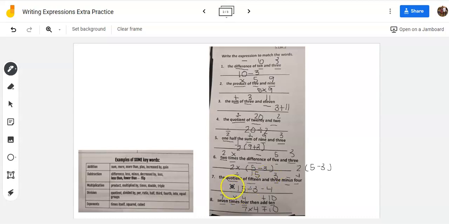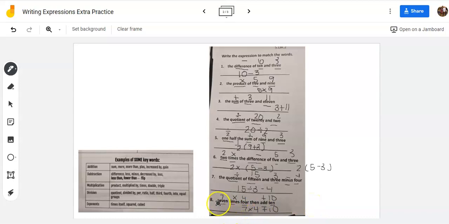Now let's look at number 7, the quotient of 15 and 3 minus 4. So the quotient of 15 and 3 is 15 divided by 3, and then we just subtract 4. That's why I have the quotient underlined. That's division. Remember, you guys can always flip back on your first page, and it'll tell you some key words that you may need to know. So if you didn't know those.